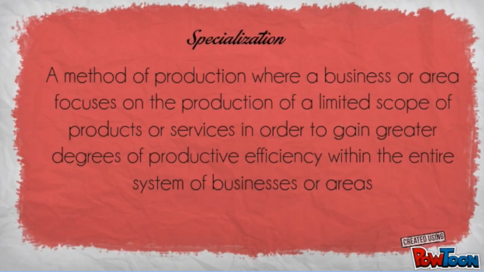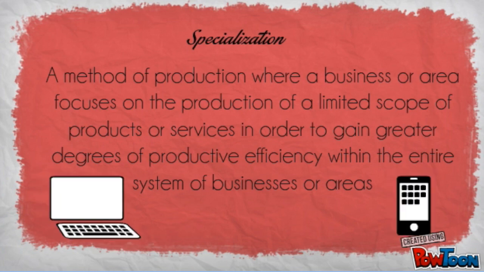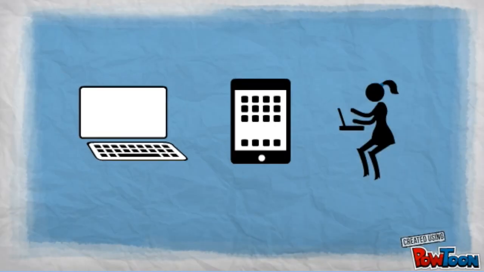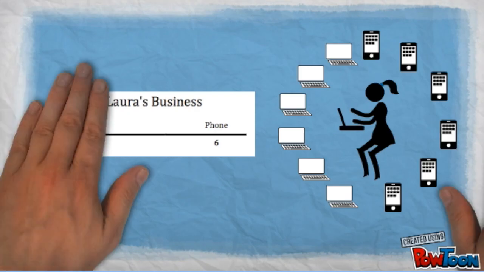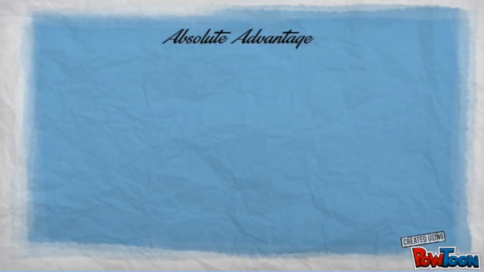And this is called specialization, which is a method of production where a business or area focuses on the production of a limited scope of products or services, in this case, the computers and the phones, in order to gain greater degrees of productive efficiency within the entire system of business or areas. Laura also wants to start up a business that produces computers and phones, and within an hour she can create 6 phones and 6 computers, thus giving her the absolute advantage in this situation.